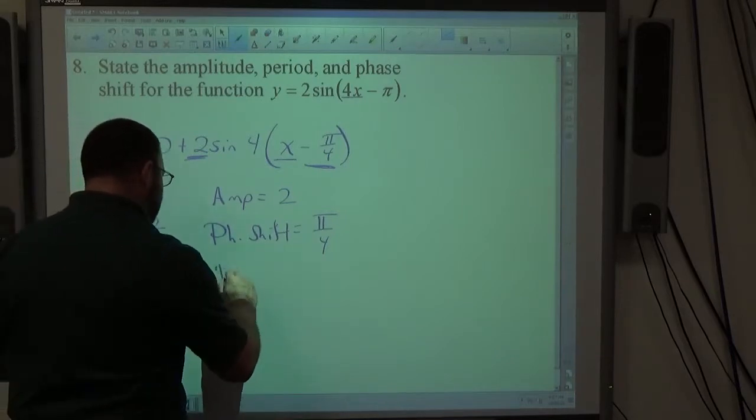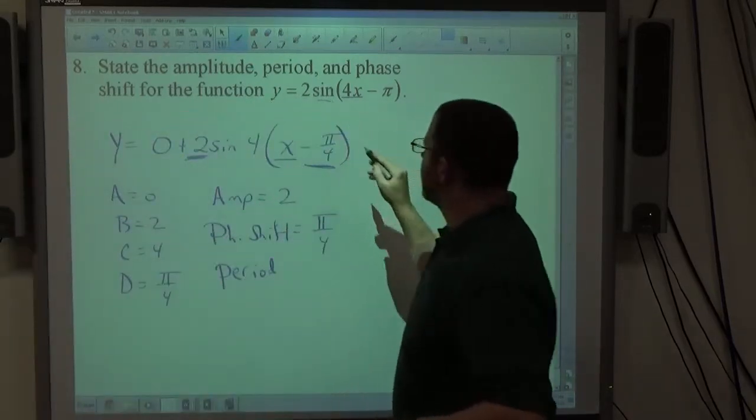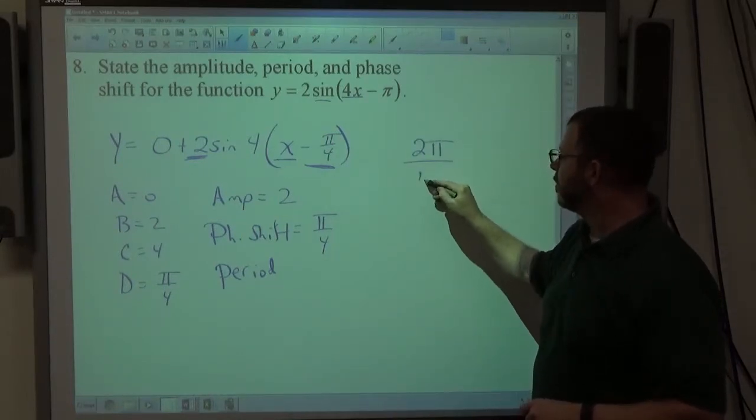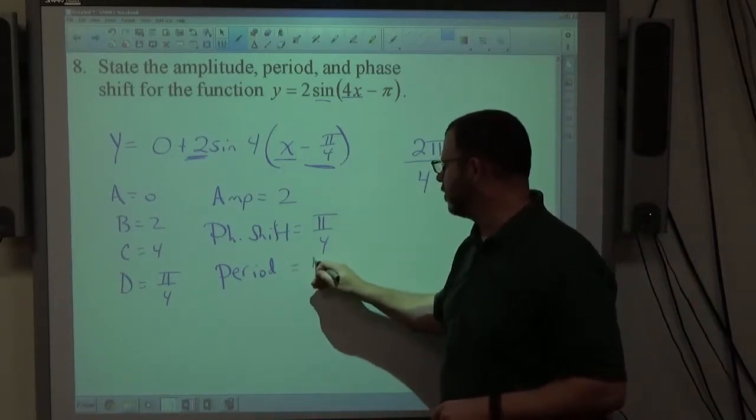As far as a period is concerned, we have to look at the original period for the function, which for sine, the original period is 2 pi. We have to divide that by whatever c is. That comes out to pi over 2, so the period of this is pi over 2.